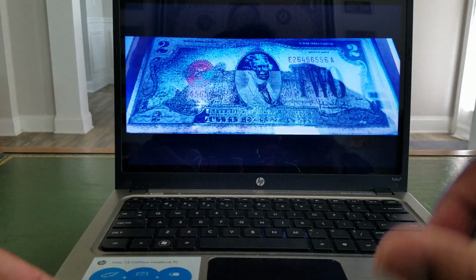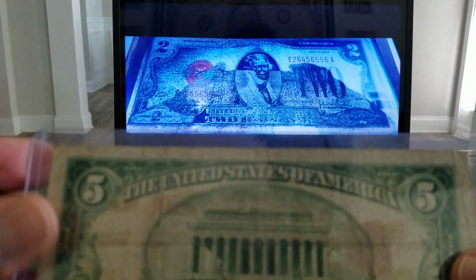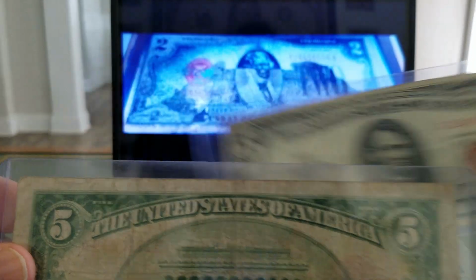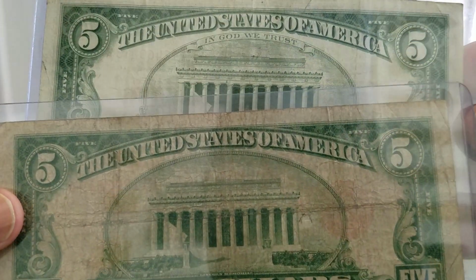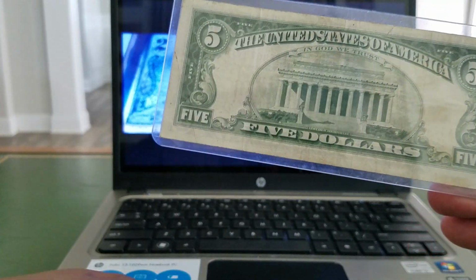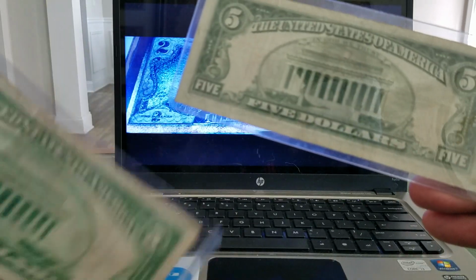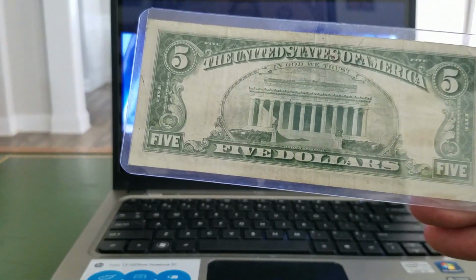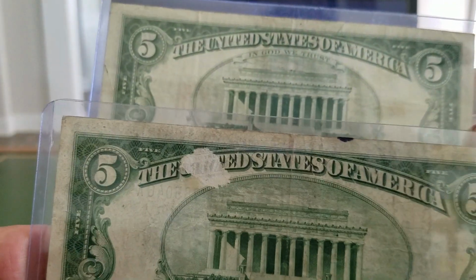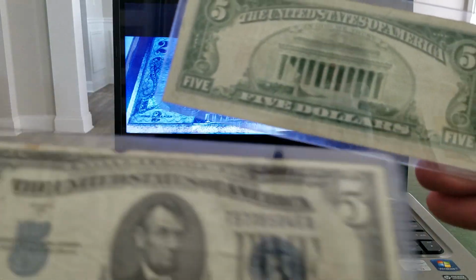So going through some older ones, they didn't have it on that one. In God We Trust, nothing. They didn't have it on that. No silver certificates, nothing.